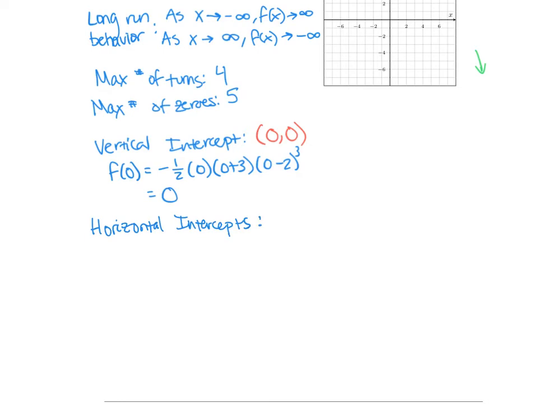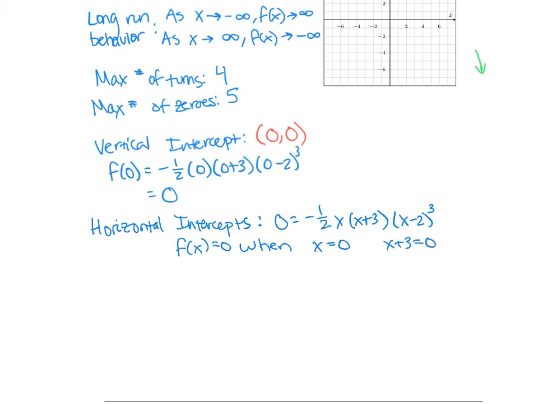So for the horizontal intercepts, that's when we set the entire equation equal to 0. So in this case, that'll be 0 is equal to -1/2 x times x plus 3 times x minus 2 cubed. So we can say, all right, f of x is equal to 0 when any of these factors are equal to 0. So when x is equal to 0, when x plus 3 is equal to 0, when x minus 2 is equal to 0. So even though x minus 2 has a multiplicity of 3, when I'm finding my intercepts, I can just ignore that. We'll be listing those later anyway.